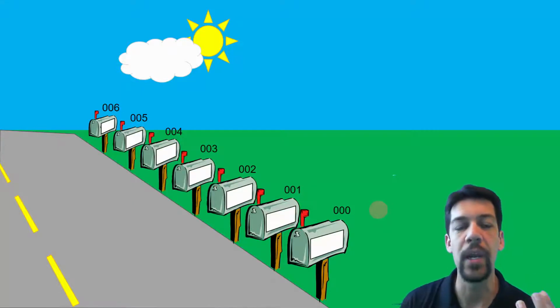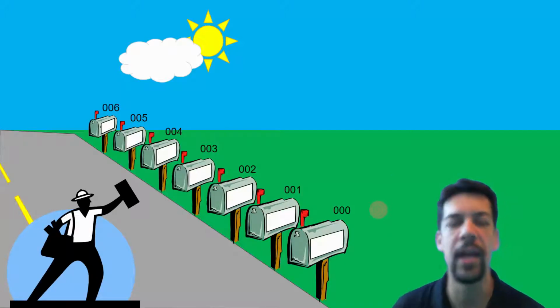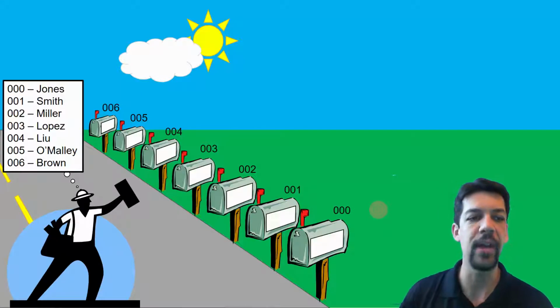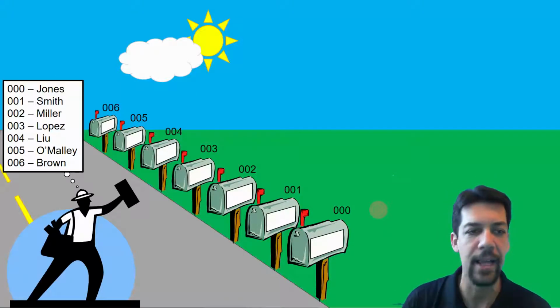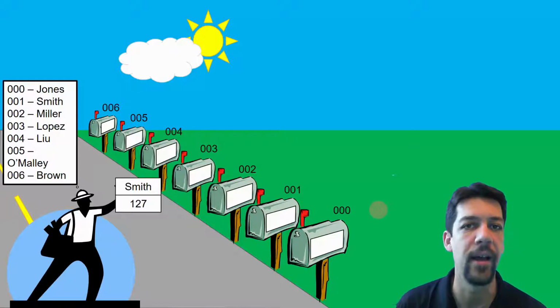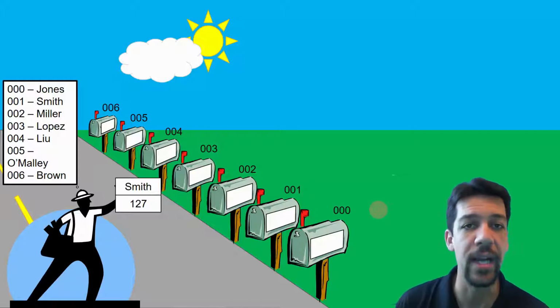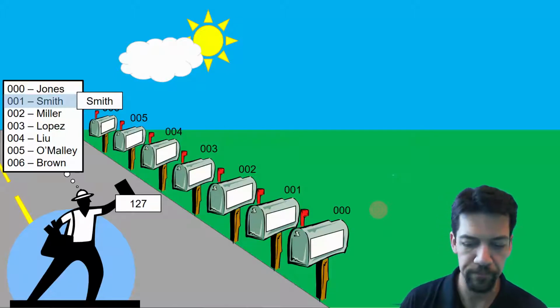Now, to access this, we have a mailman, right? And this mailman is the part that decodes addresses and names and figures out how to access and write to the different mailboxes. This is the role of the computer and the compiler. So the mailman keeps a list of who lives at each address. If I want to send a letter to Smith, or the variable Smith, the mailman keeps track of what address Smith lives at, which in this case is address 01, right?